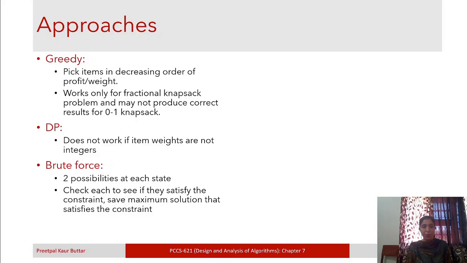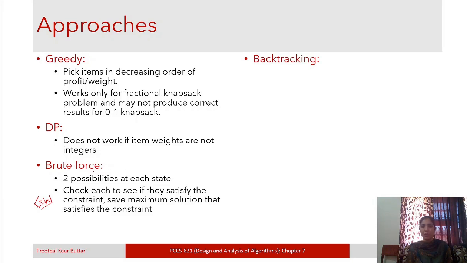In this brute force approach, we check whether the branches in the tree satisfy the constraint. What is the constraint here? The constraint is that the weight in the knapsack should be less than or equal to the capacity of the knapsack. So we enlist all the possible solutions in the brute force approach, and then we sieve those solutions through the constraint. We keep only those solutions which satisfy the constraint, and out of those sieved solutions, we save the maximum solution, meaning the one which maximizes the profit.